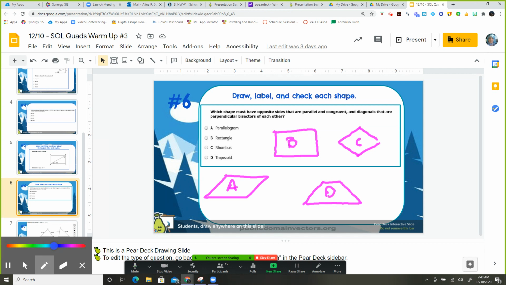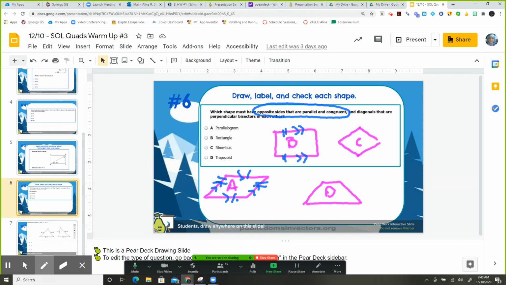And what's it asking me about? Which shape must have opposite sides that are parallel and congruent? Parallel and congruent. So I've got parallel and congruent, and parallel and congruent, right? So A works. And a rectangle has parallel and congruent. Remember, the parallel is the arrows and the congruent is the tick marks. So rectangles have parallel and congruent sides, right?